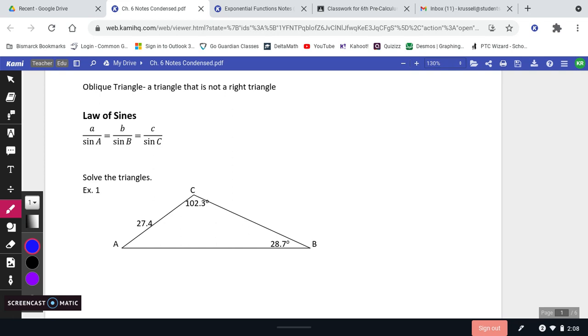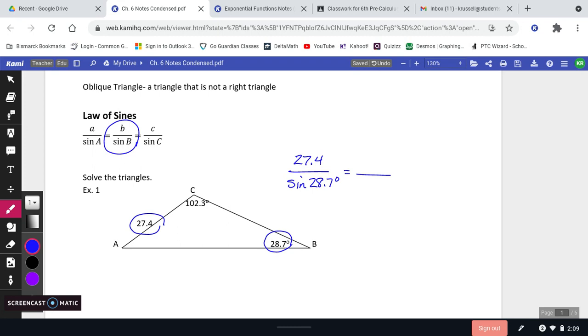You will set up a proportion using two of these fractions. So using two ratios. Whichever information you have, on this triangle, we are told that we have angle B and side B. So when I set up a proportion, I'm definitely going to use those two pieces of information. So I'm going to use side B is 27.4 to the sine of angle B at 28.7 degrees.